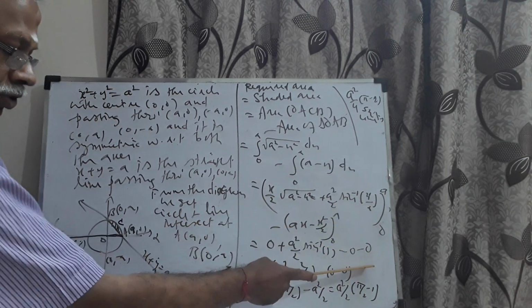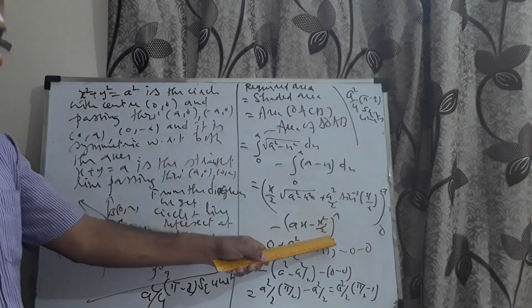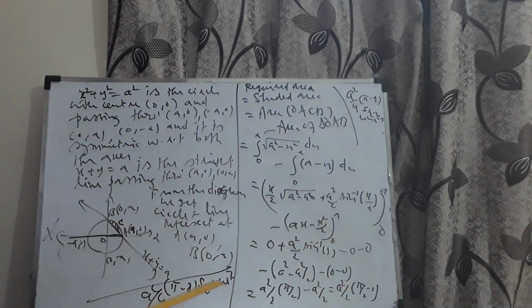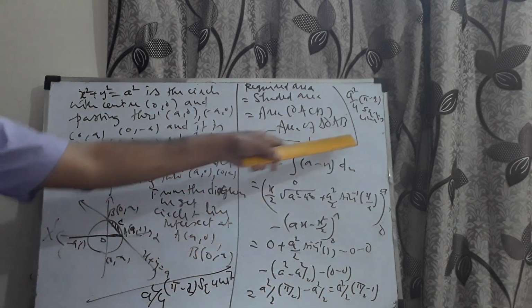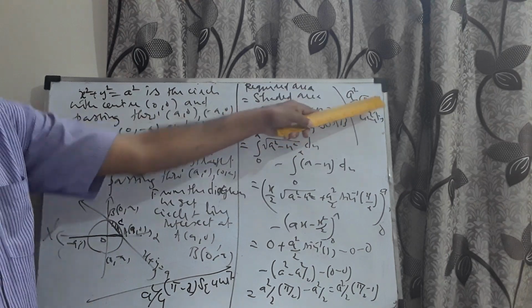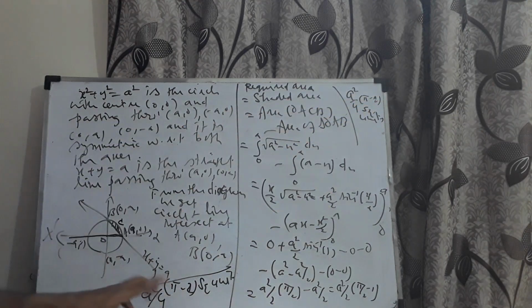Minus 0 into anything is 0. Sine inverse 0 is 0. Here A square minus A square by 2 minus 0. Sine inverse 1 is pi by 2. Take A square by 2 as common. And after taking LCM, it gets reduced to A square by 4 into pi minus 2 square units.